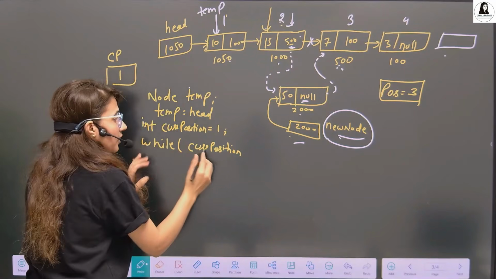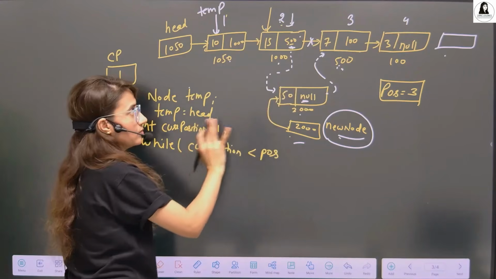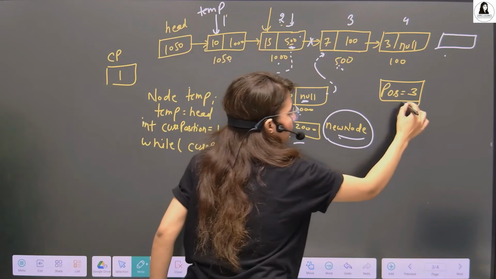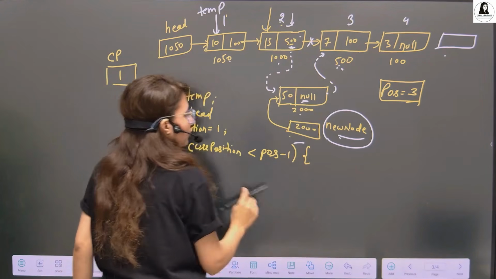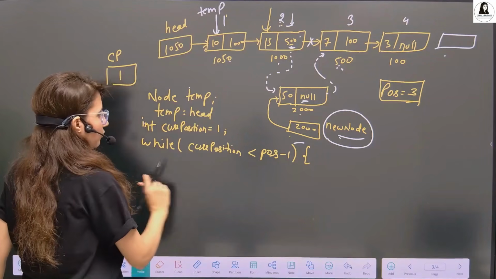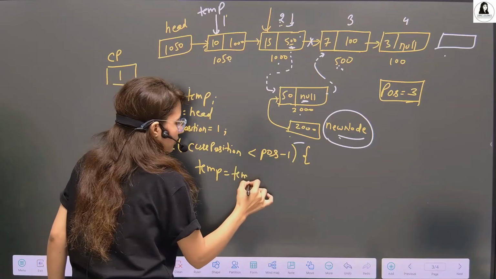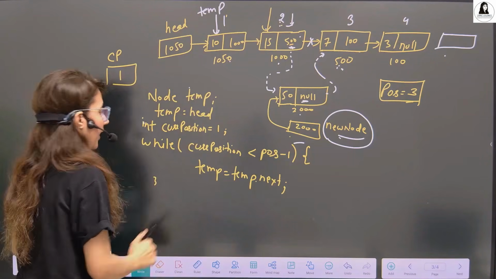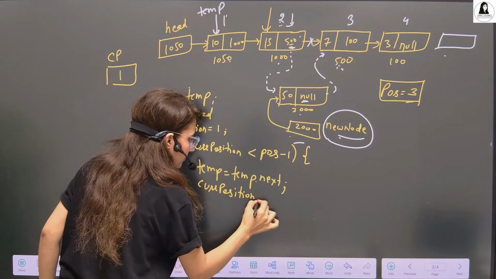So while my current position is less than whatever position I'll give. Let's take a variable POS. POS is 3. Whenever you call the method, we pass POS 3 and data as well. POS minus 1, not till POS. POS minus 1, till here. Till then, we keep changing this temp. So temp is equal to temp.next, and as well as current position plus plus.